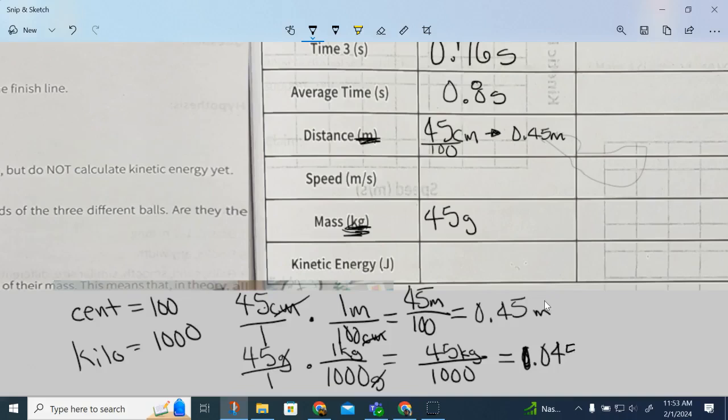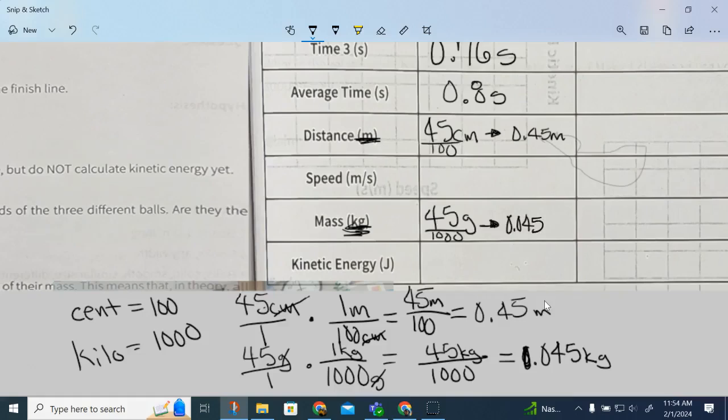0.045, and we got kilograms. So in essence, you're dividing this by 1,000, and then you'll be able to get it. Okay, cool. So 0.045 kilograms. All right, cool. So now we have everything the way we need it to be able to calculate everything.